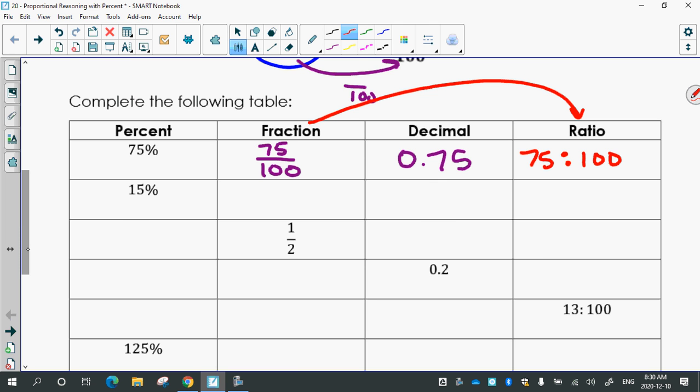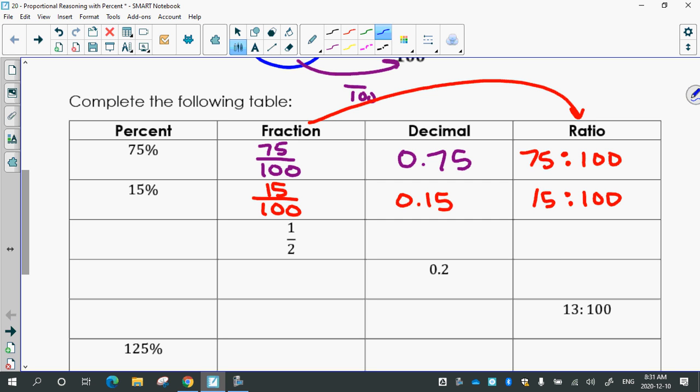Okay, so I saw lots of people with 15 out of 100, perfect, for their fraction. And then for their decimal, 15 divided by 100 is 0.15. And for their ratio, 15 to 100, perfect.